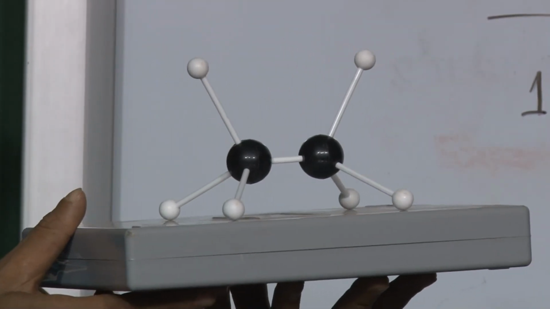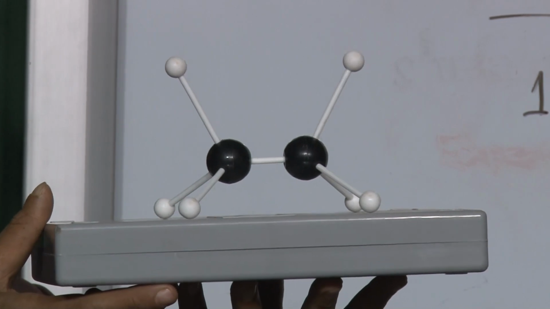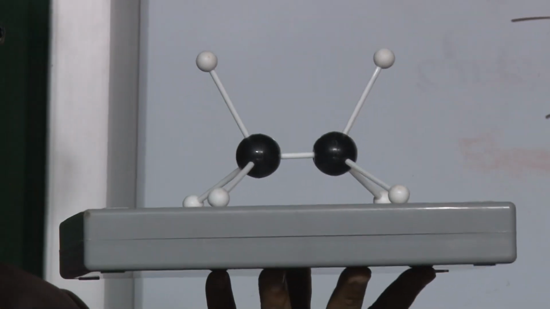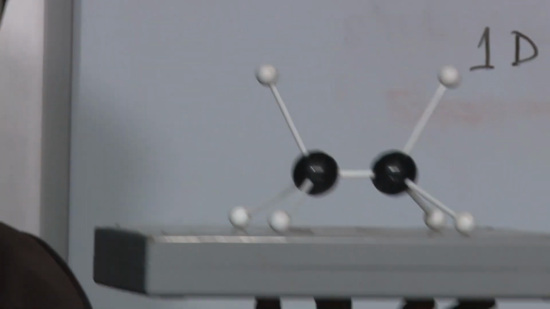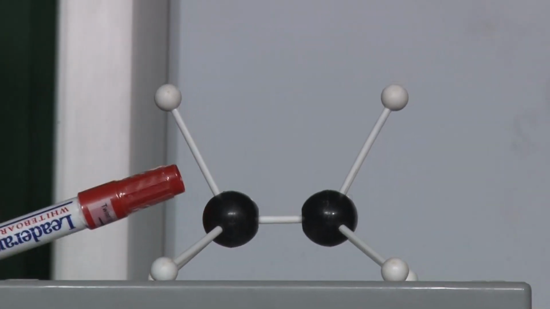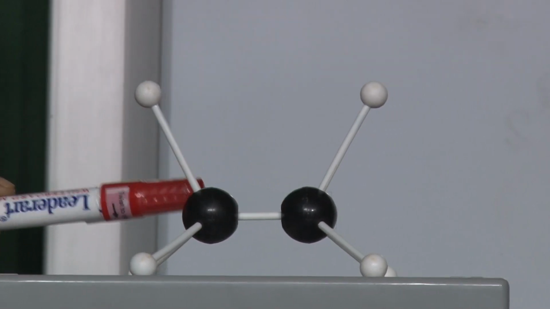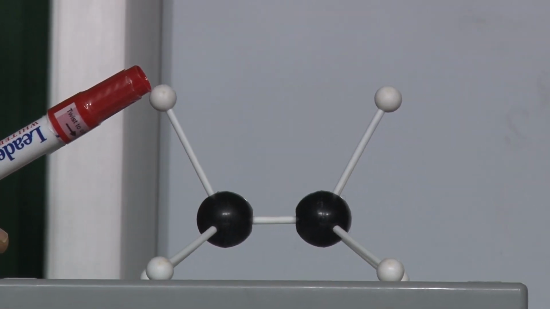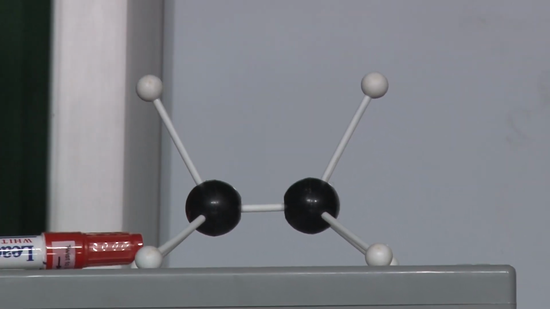This is the model. That is, this black ball represents 2 carbon atoms, and this ball and stick combination represents each hydrogen.